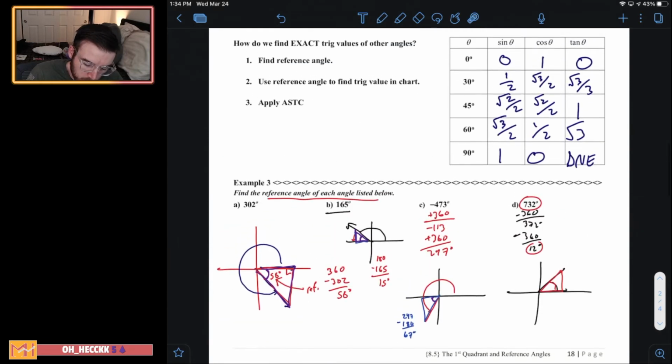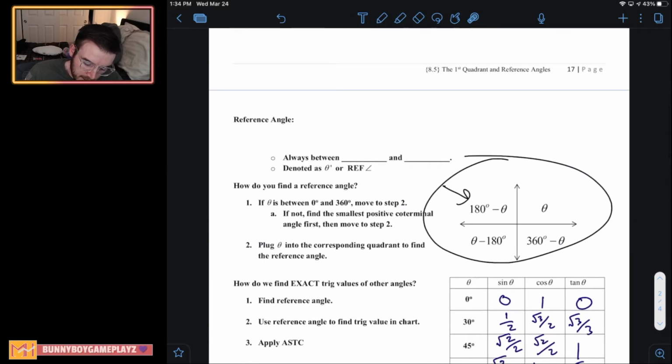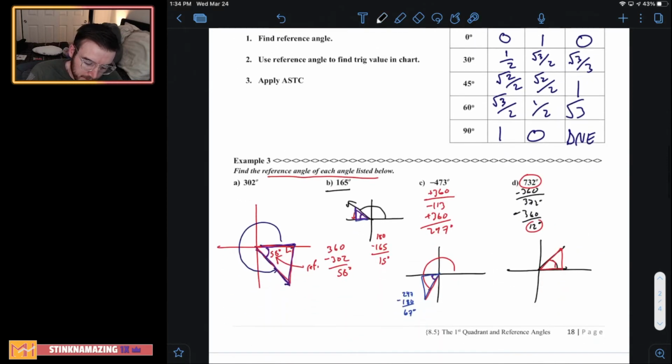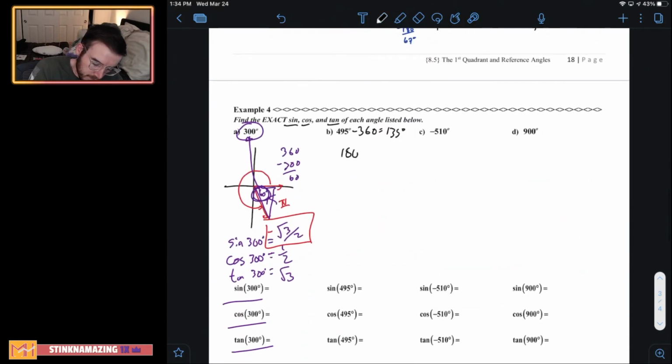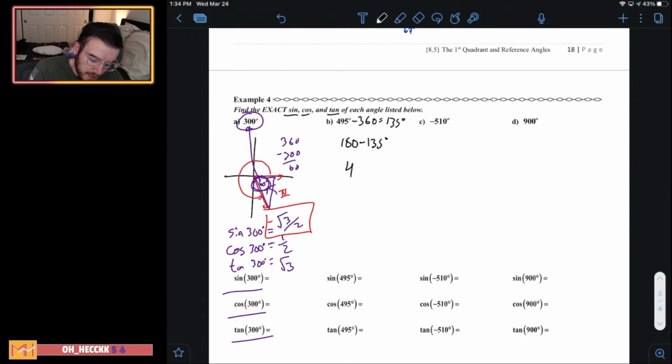What quadrant is 135 in? Is it in this one? No. Is it in this one? Yes. So how do we find the reference angle? We do 180 minus 135. And I get 45 degrees. So this is my reference angle.